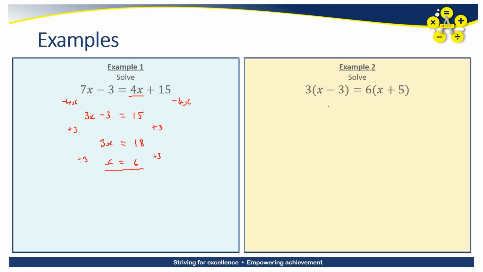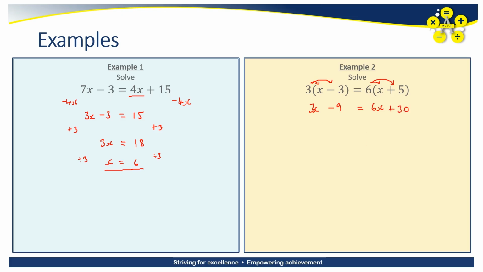Example 2 is similar, it just looks slightly different. We've got these brackets here. Remember, when we see a bracket, we know that we should expand it. And in math speak, expand means to multiply. So before we do anything, we're going to multiply out these brackets. So I've got 3 times x, which is 3x, and 3 times negative 3, which is negative 9, and that equals 6 times x, which is 6x, and that's 6 times a positive 5, which is 30.